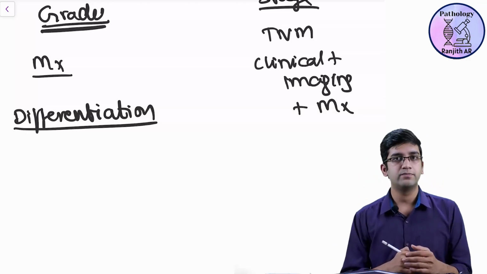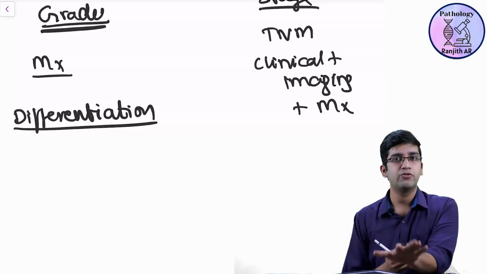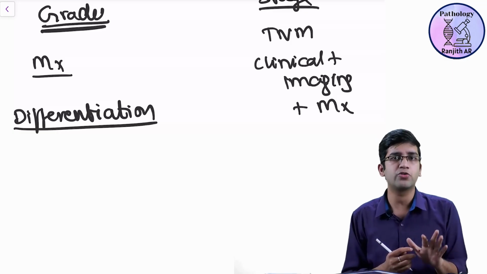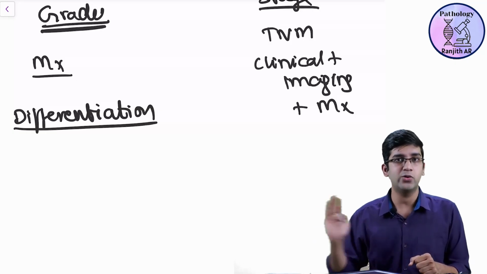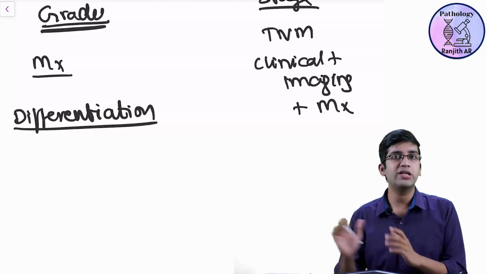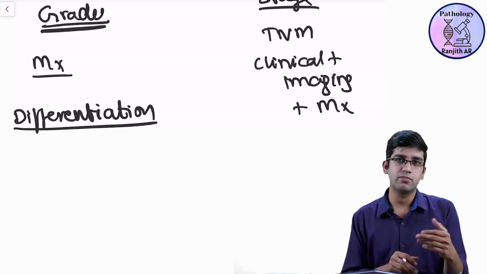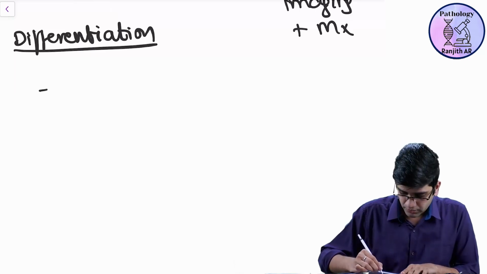Differentiation: if the cell does its function, I'm going to call it well differentiated. For example, I'm having a gland which is producing a good amount of mucin, a well differentiated gland. I'll call it well differentiated adenocarcinoma. Not giving mucin at all, poorly differentiated. Okay mucin, moderately differentiated.